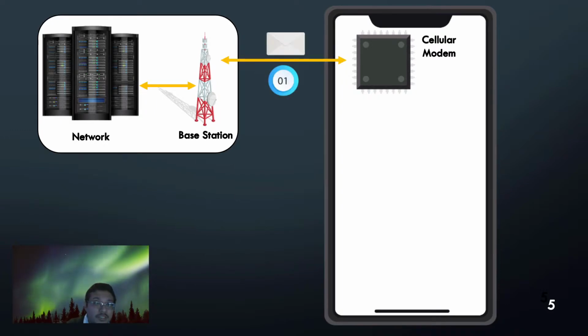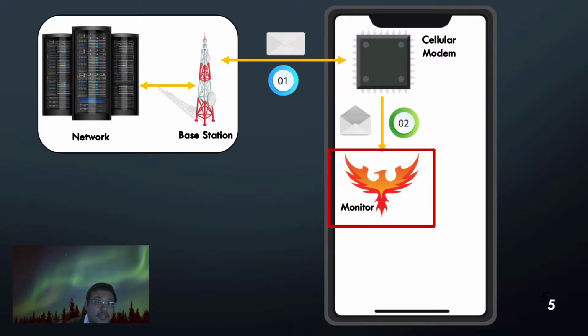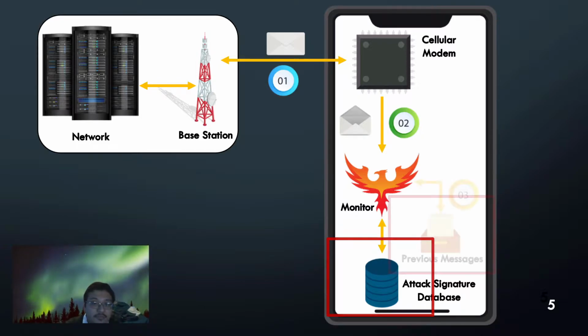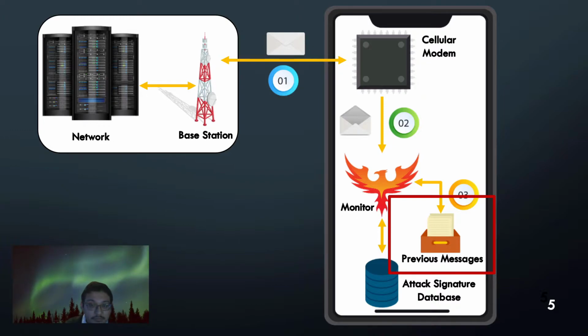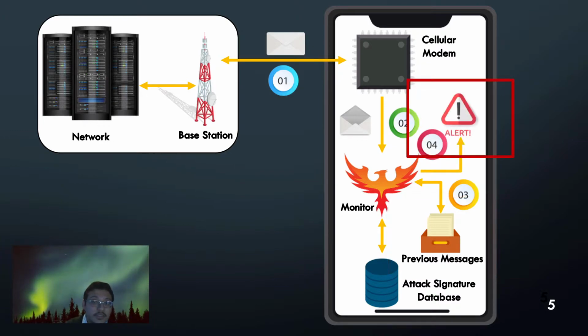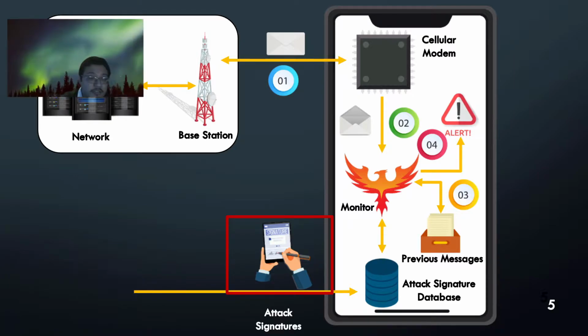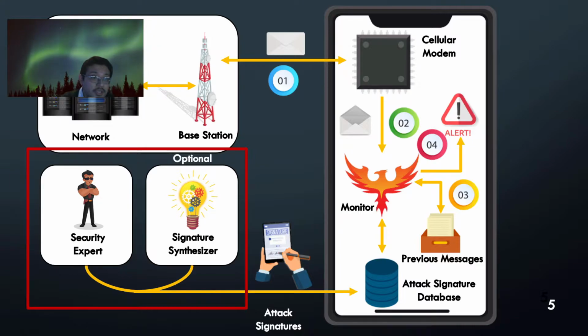So in order to achieve this application-based warning system, what do we need? We need every message that's sent and received by the modem to be intercepted and sent over to a monitor component. This monitor uses an attack signature database, essentially a repository of what different attacks look like. The monitor uses the previously seen messages and the new message to make a decision. For instance, if undesired behavior occurs, it needs to raise an alert. This attack signature database is pre-populated, so we need to come up with the signatures. A security expert could do this manually, or they could use our optional component, called a signature synthesizer, to achieve this.